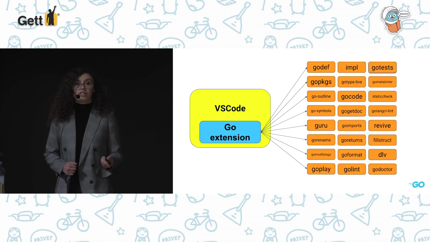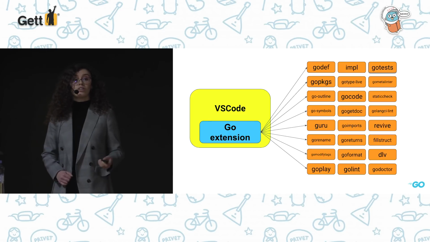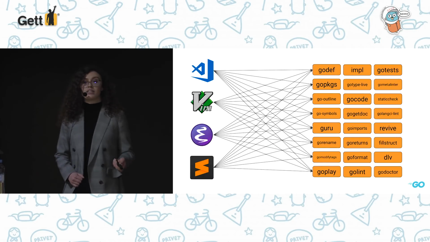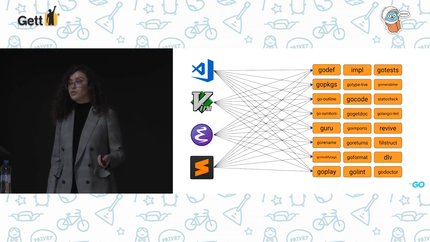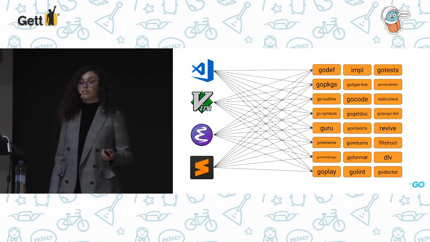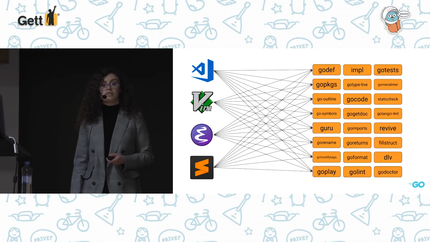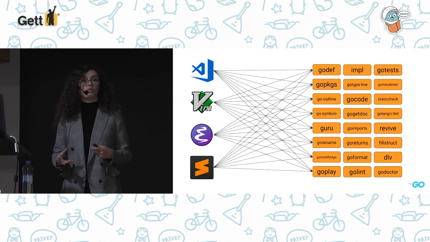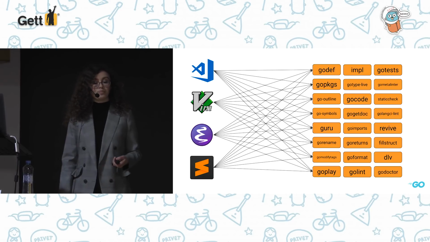So you may not have realized, but when you installed the VS Code extension for Go, you also installed 24 different Go tools. And now let's add in all the other editors. It becomes really tangled and confusing and difficult to manage. So to solve this problem, we need to make it easier for editors to pick the features that they want and to support them without having to use a Go tool for each different feature.